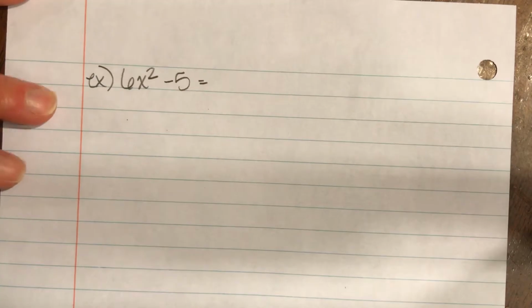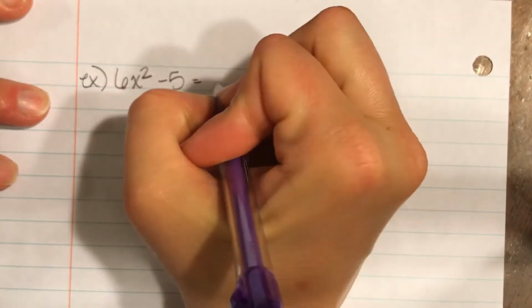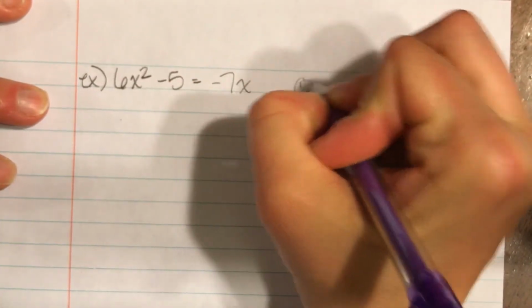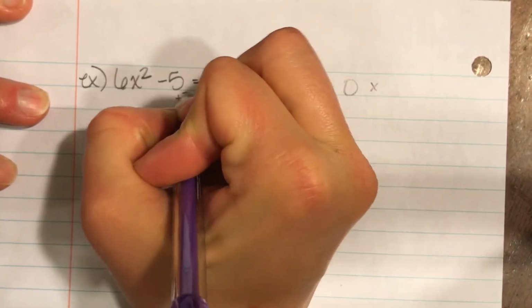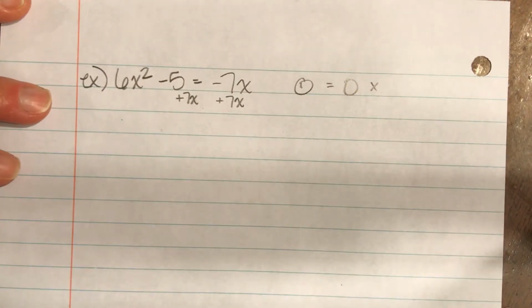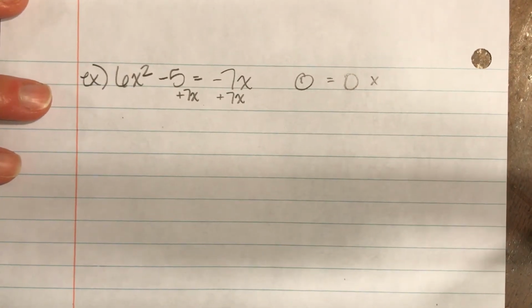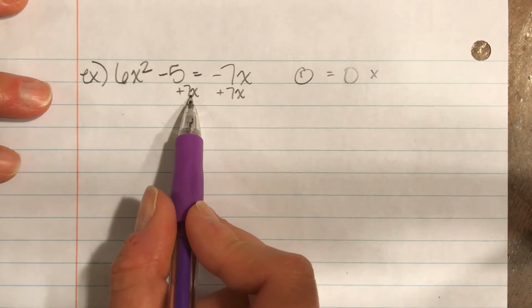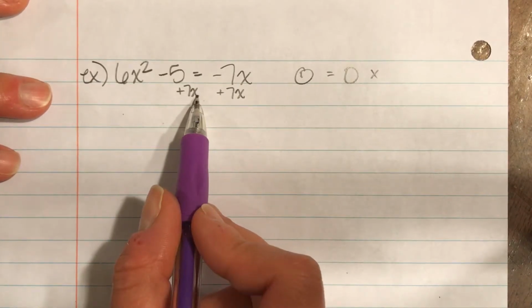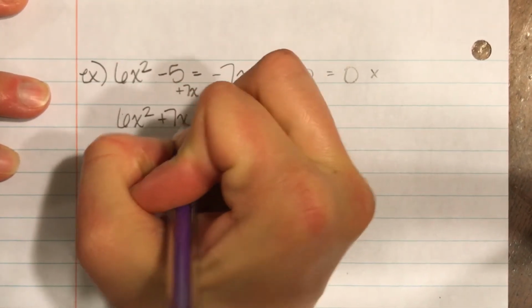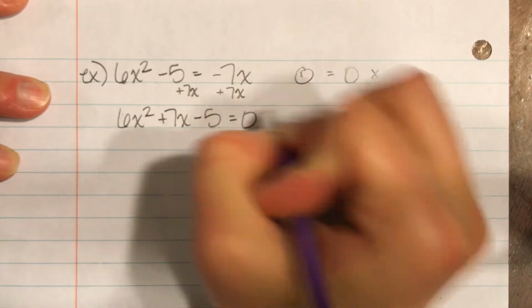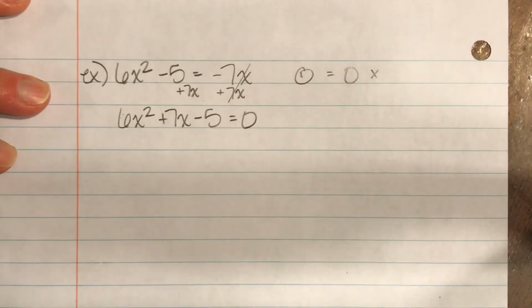6x squared minus 5 equals negative 7x. It does not equal 0, so I'm going to add 7x so that it equals 0. And this is where your little brain's liking patterns is a good thing, because you're probably going to want to put this in the right location automatically. It goes in the middle. So I'm going to write 6x squared plus 7x minus 5 now equals 0 because those have canceled out.